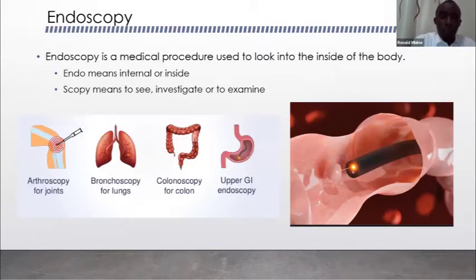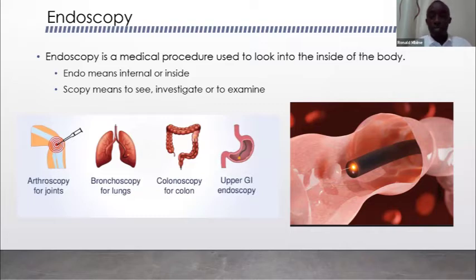So endoscopy broadly is a practice or a procedure that is used to look inside any body organ or cavity within the body. The word endoscopy comes from two words. There is endo, which means internal or inside, and then scopy or scope, which means to see, to investigate, to look around. Broadly, any cavity in the body can actually be scoped. So you can perform an endoscopy in any hollow part of the body.